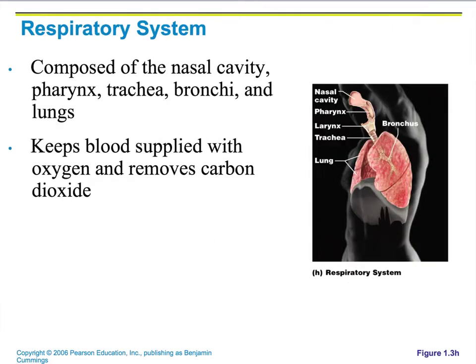The respiratory system is composed of the nasal cavity, pharynx, trachea, bronchi, and lungs, and helps supply our blood with oxygen, and we also get rid of CO2 that way.